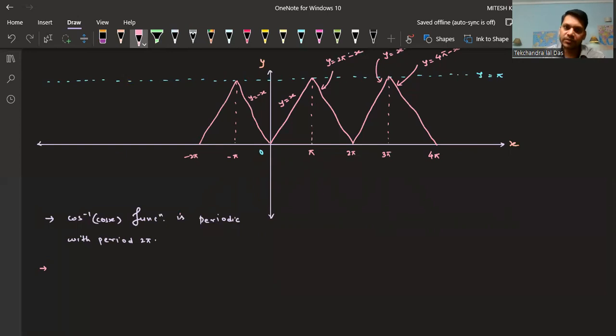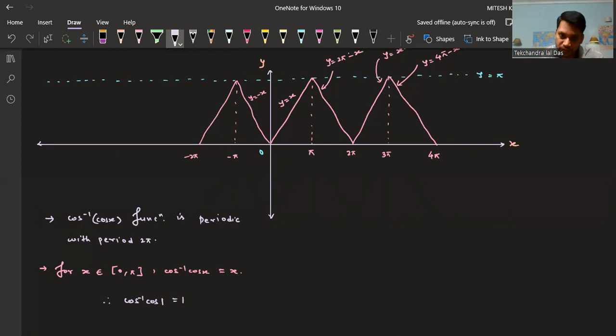if your x is 0 to pi, this cos inverse cos x function is simply x. See, the graph is y equal to x now. So we can say for x belongs to 0 to pi, cos inverse cos x is equal to x. It means if you wish to find the value of cos inverse of cos 1, then the value is definitely 1. Why 1? Because 1 is lying between 0 to pi.